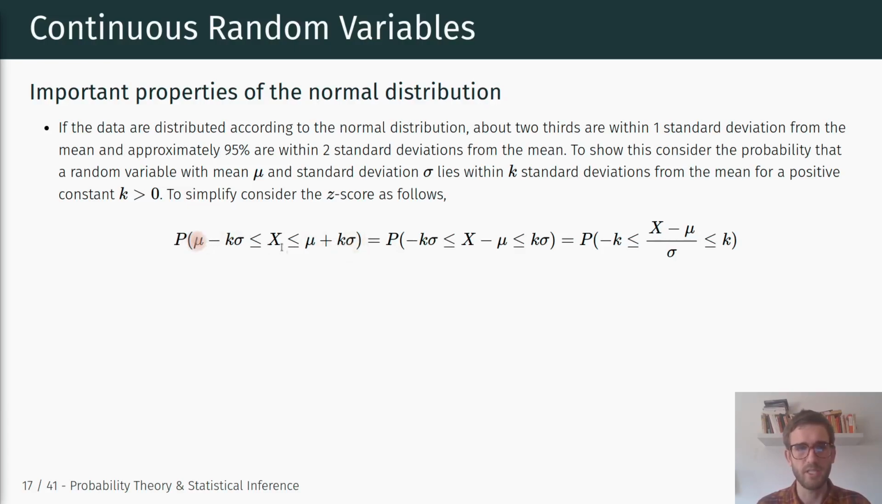So mu is the expectation, and we're basically looking at the probability of x being k times sigma below the mean and k times sigma above the mean. We can then simplify this by subtracting mu on both sides, and then this becomes minus k sigma is smaller or equal to x minus mu, smaller or equal to k times sigma. And then we can divide by sigma to ultimately get the z-score here, x minus mu divided by sigma. Again, that's the z-score that we talked about in the previous slide.